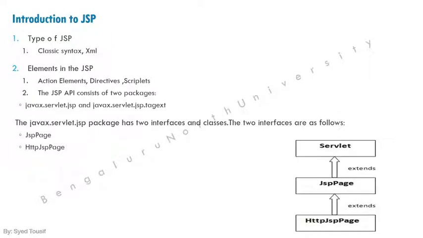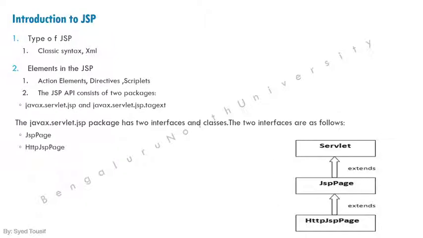What are the types of JSP? There are two types of JSP: classic, which we are currently using, and XML. In XML, while we are transferring the file over the internet, we can write the JSP code in XML, so it gives you dynamic functionality for XML.